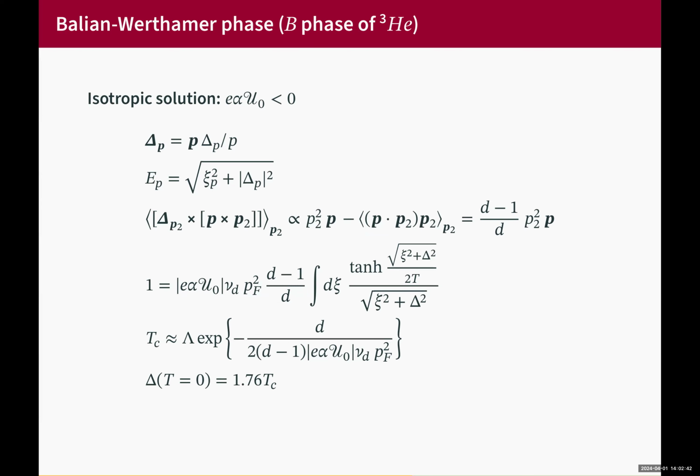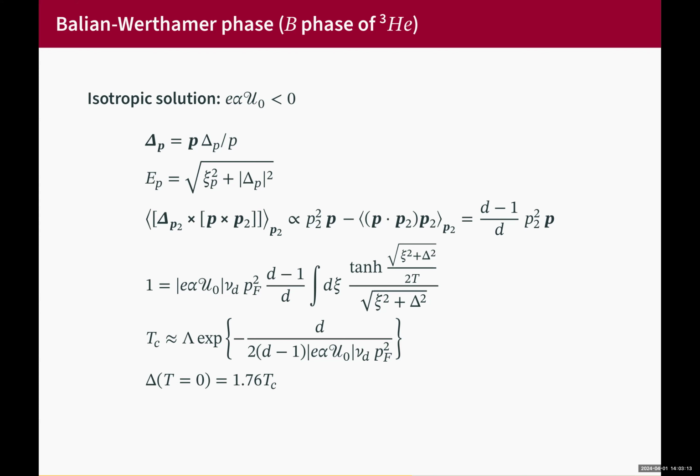And there are two inherently different types of solutions. So for negative alpha, this order parameter is proportional to P. This is very similar to the Balian-Werthamer phase, the B phase of helium-3. Then we check that this solution indeed satisfies the self-consistency equation. We can estimate the gap and the critical temperature for this solution.